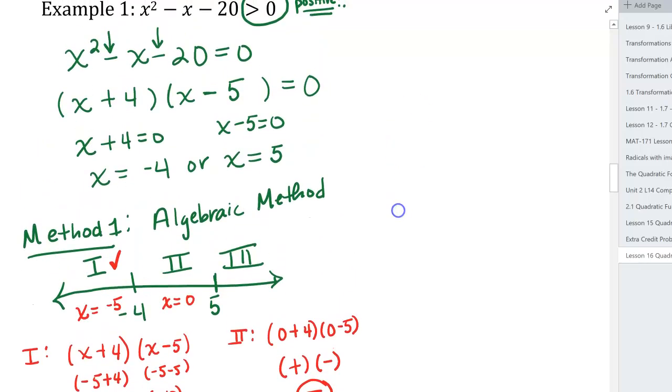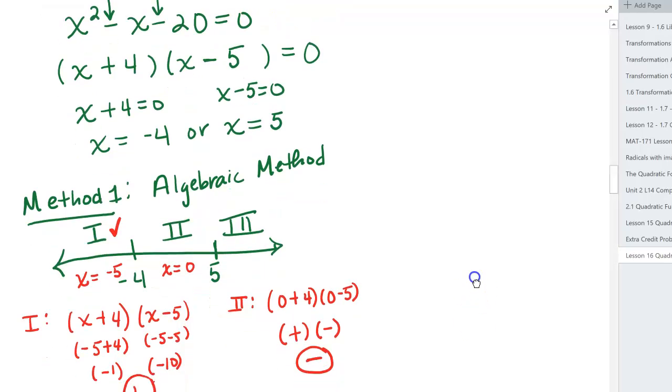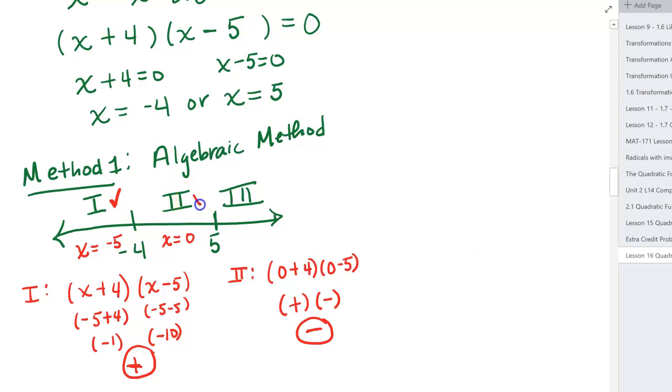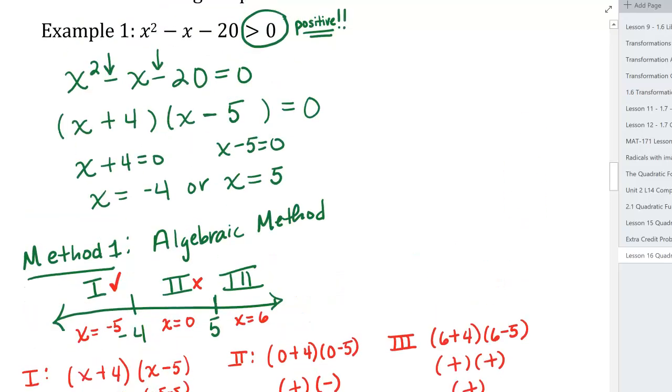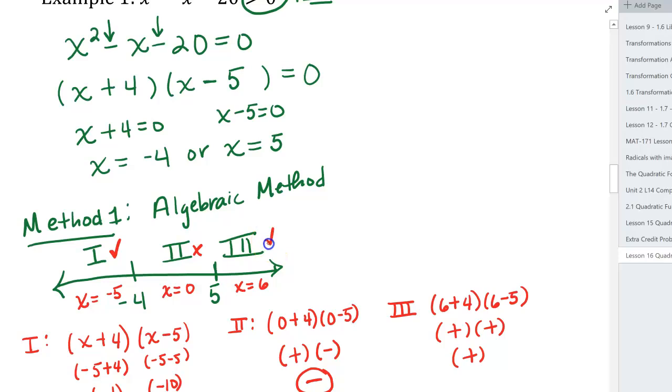Remember, I'm looking for values of x that will make this expression greater than 0, and a negative number is not, so interval 2 does not work. So finally, with interval 3, I'm going to choose x equals 6. So 6 plus 4 times 6 minus 5, well, that's a positive times another positive, which is positive. It's actually positive 10 again, and 10 is greater than 0, so it works.